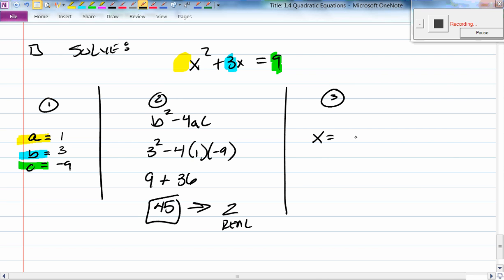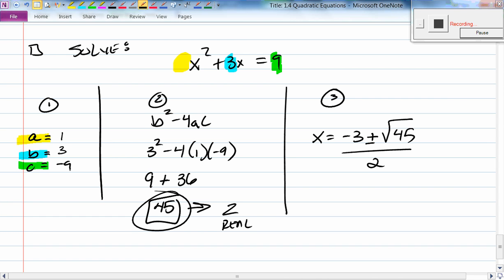Then, in step 3, here's the cool part. When you write down the quadratic formula, x equals negative 3 plus or minus the square root, you can just write down the number from step 2: 45, all over 2 times A, which is just 2. Check it out. If you do that, you're not going to get the algebra messed up.